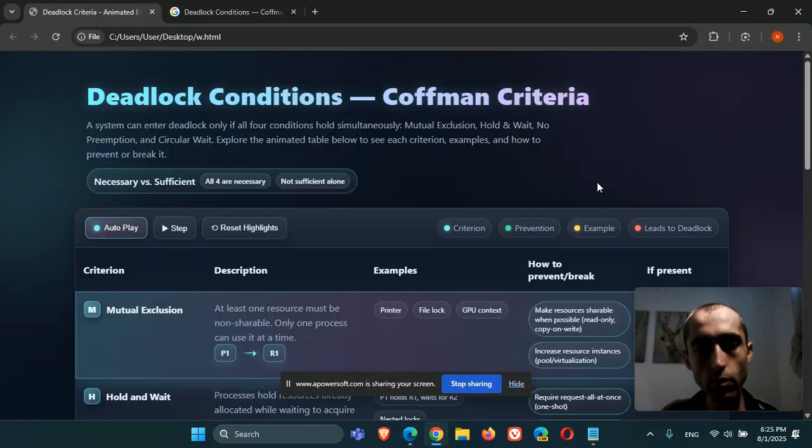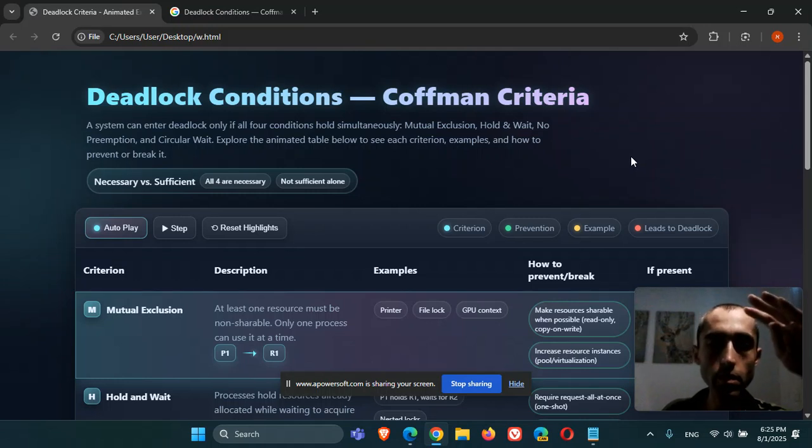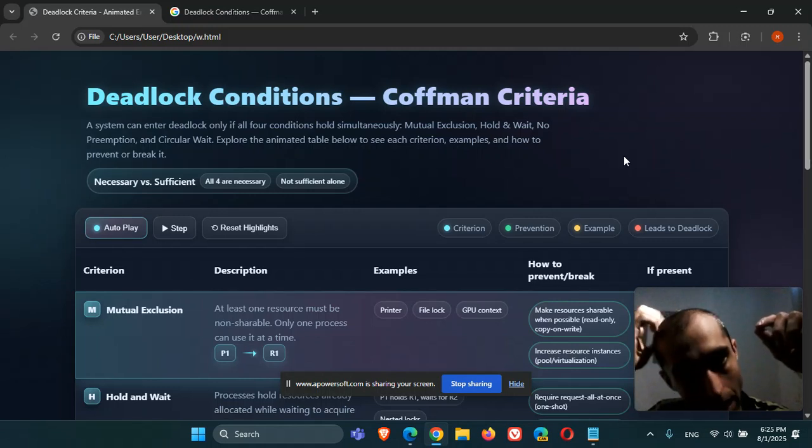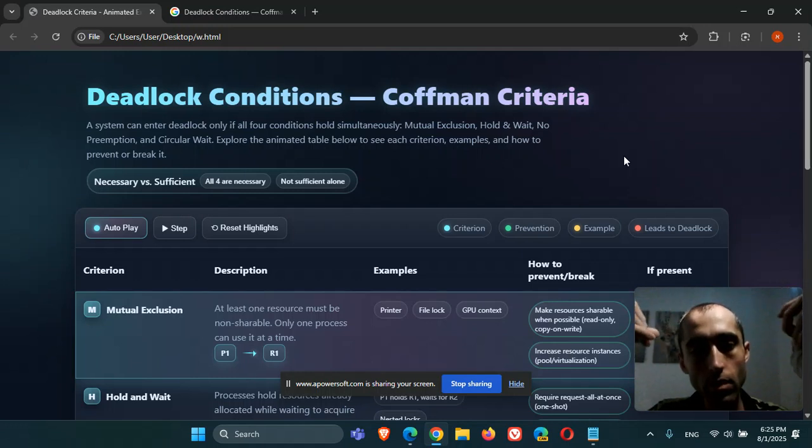Okay, so the idea now is to talk about the Coffman criteria for deadlock conditions in operating systems. We have four criteria. They are necessary. I mean, in order for a deadlock to occur, I must have all four criteria, but they are not sufficient. Namely, if they all occur, it doesn't mean that it must be a deadlock, but I must have all of them to have a deadlock.